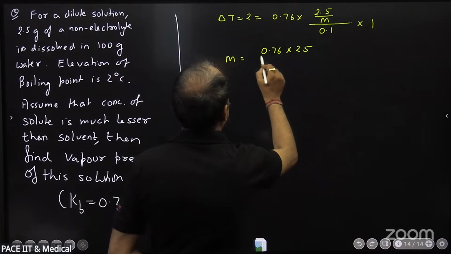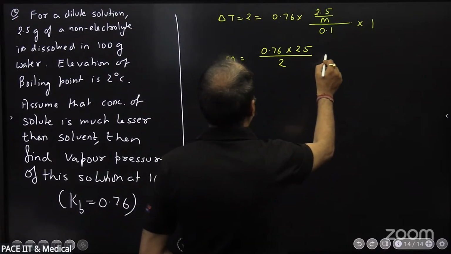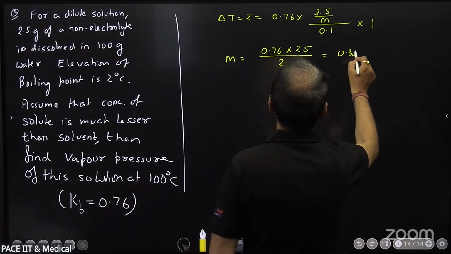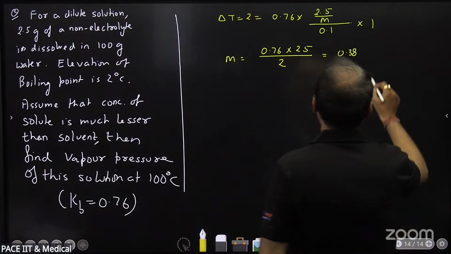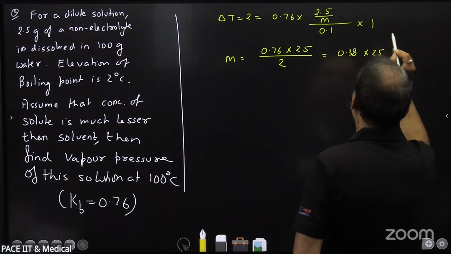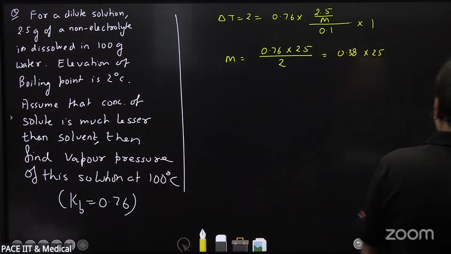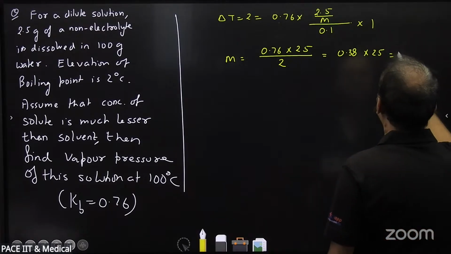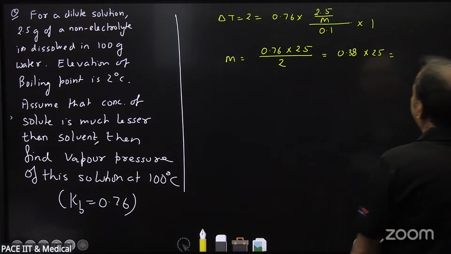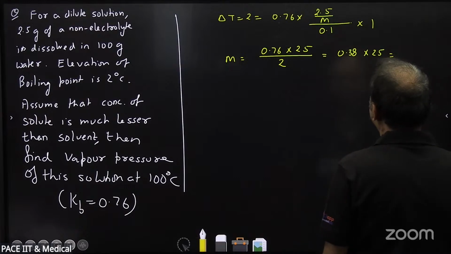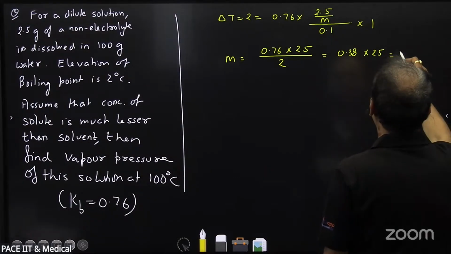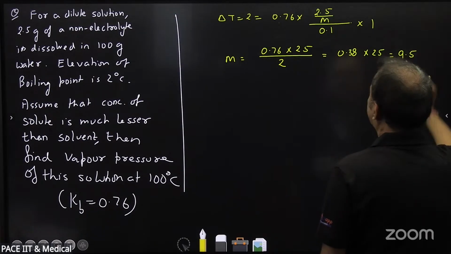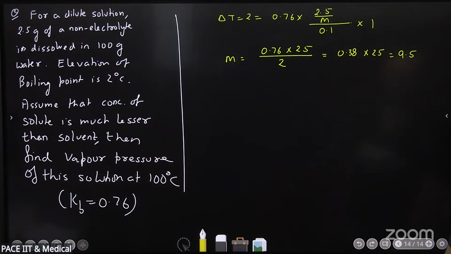So from here, molar mass we get as 0.76 into 25 by 2, which is 0.38 into 25. Correct? How much will this become? 38 by 4, correct? 9.5. We get it as the molar mass.